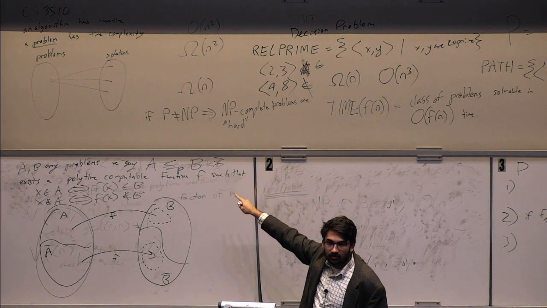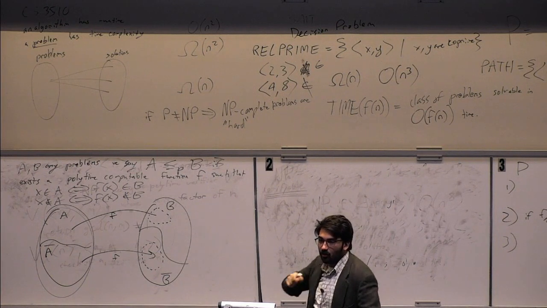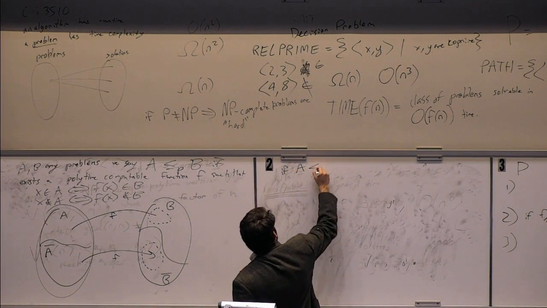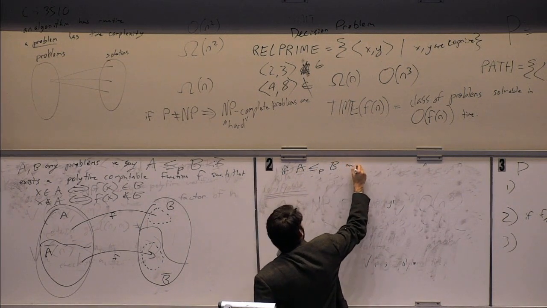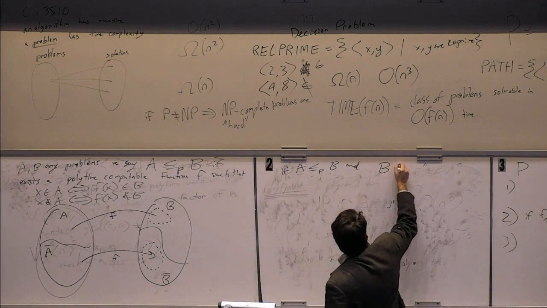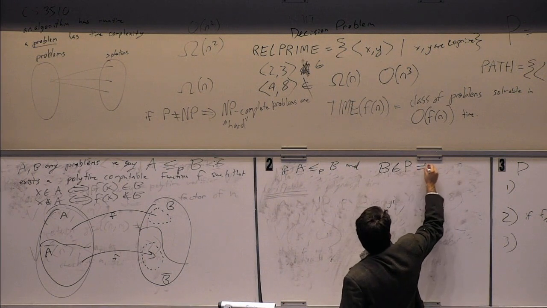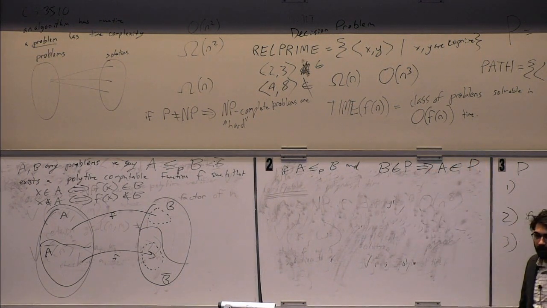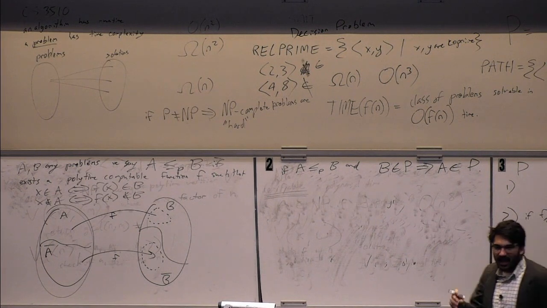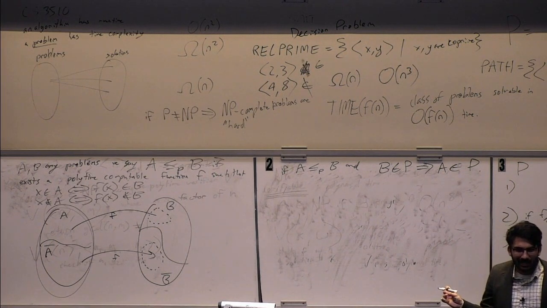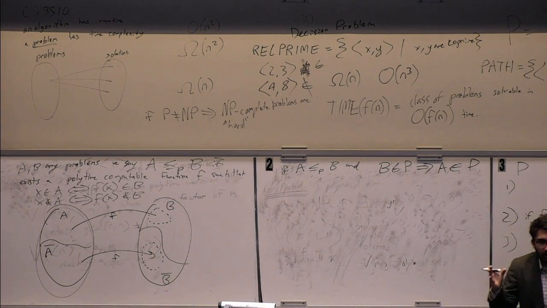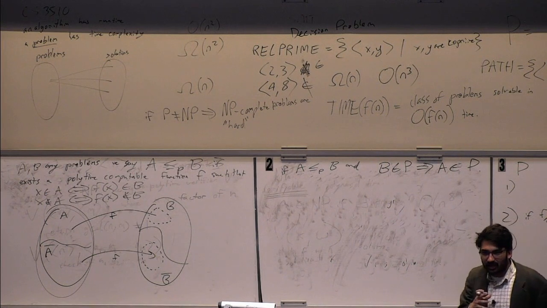Here's a proof. If there's a polynomial time reduction from A to B, and B is in P, then A is in P. So if B is in P, and A is supposed to be easier than B, then we know that A must be in P. Now, this can't say specifically within P. It can't say cubic, quadratic, or anything like that. It's just in P.